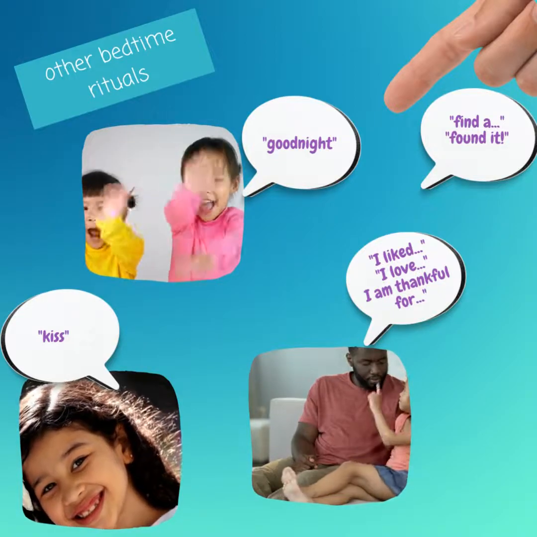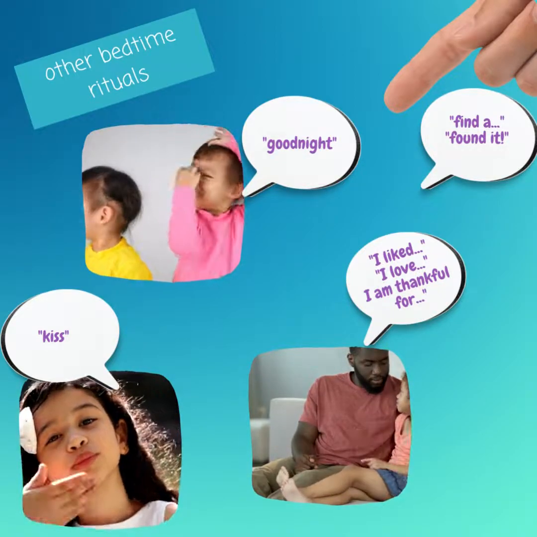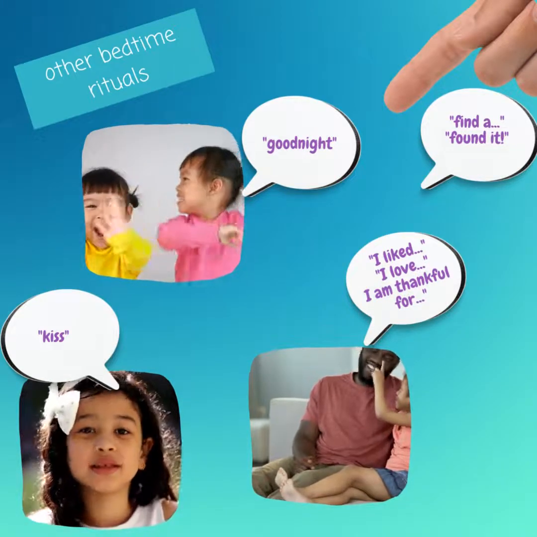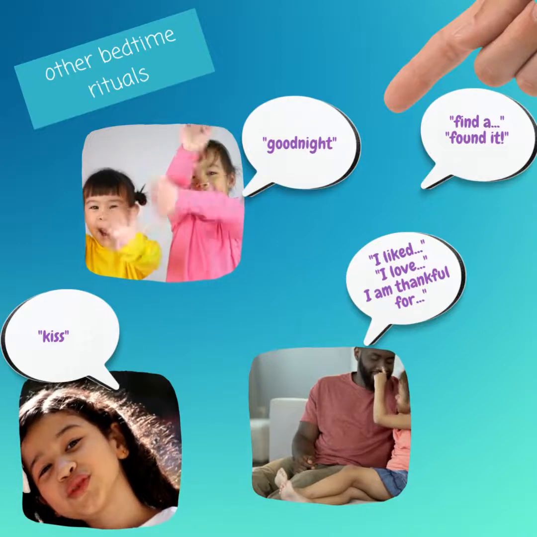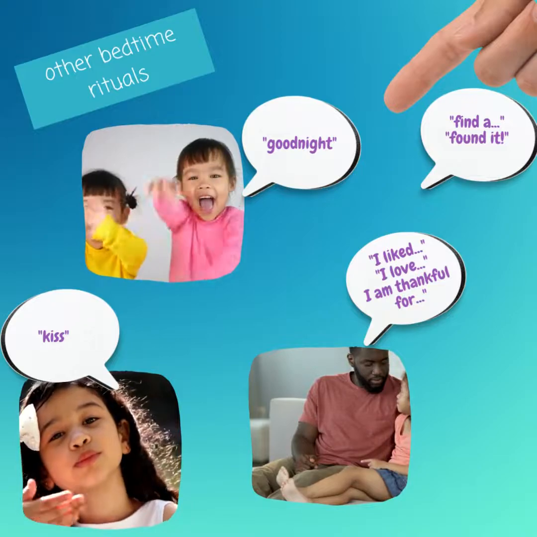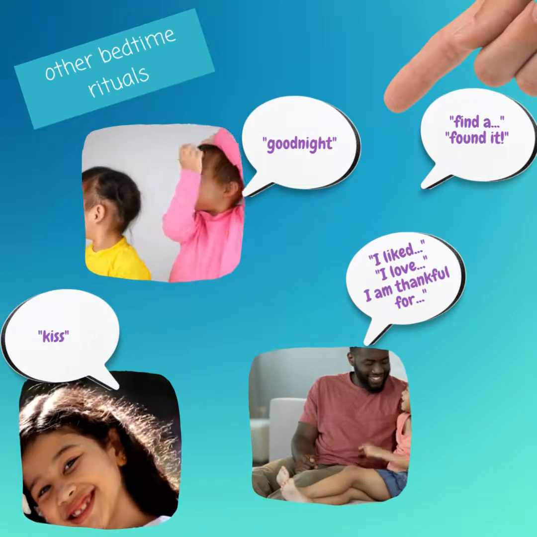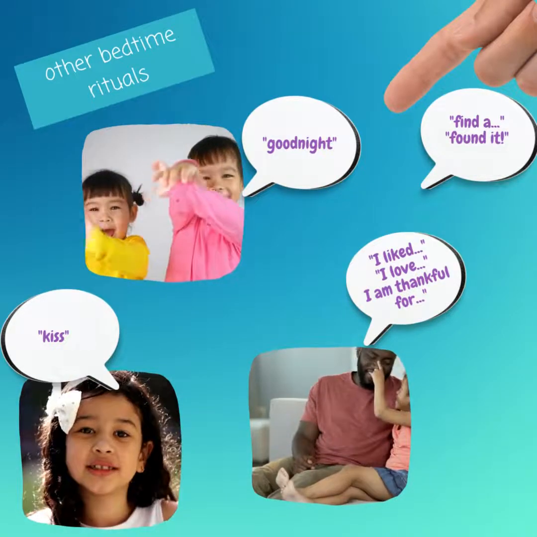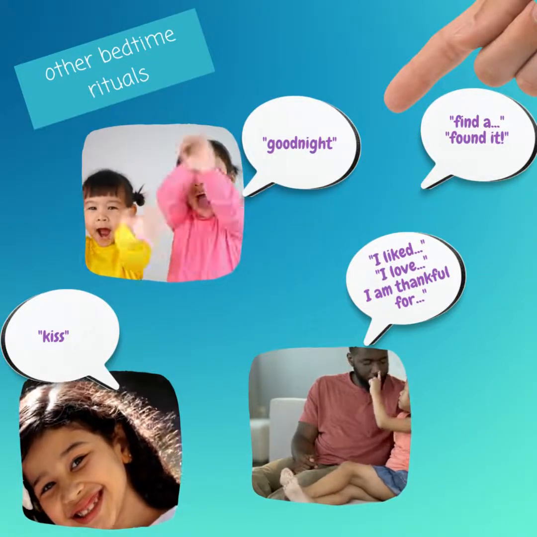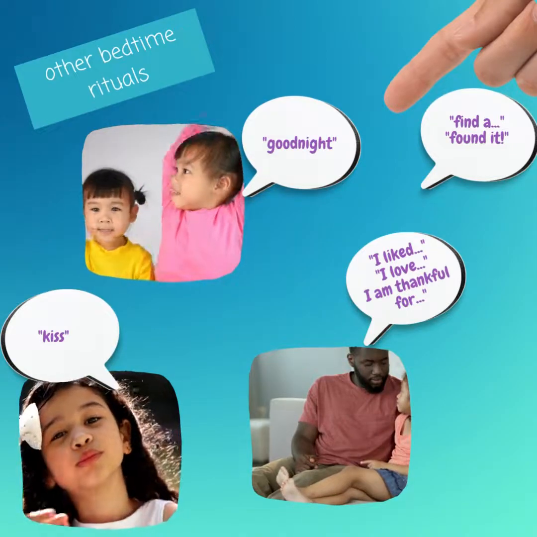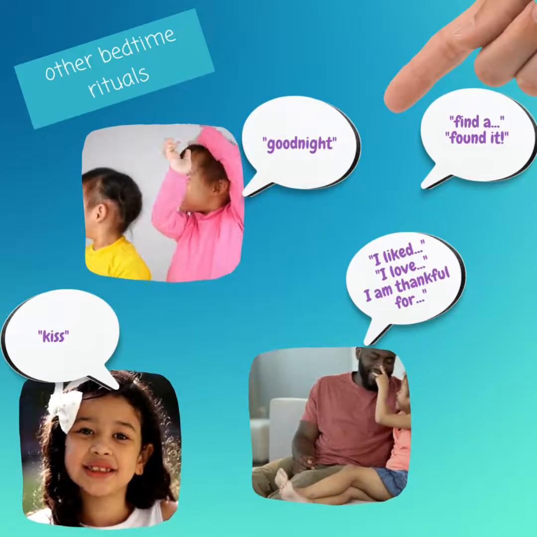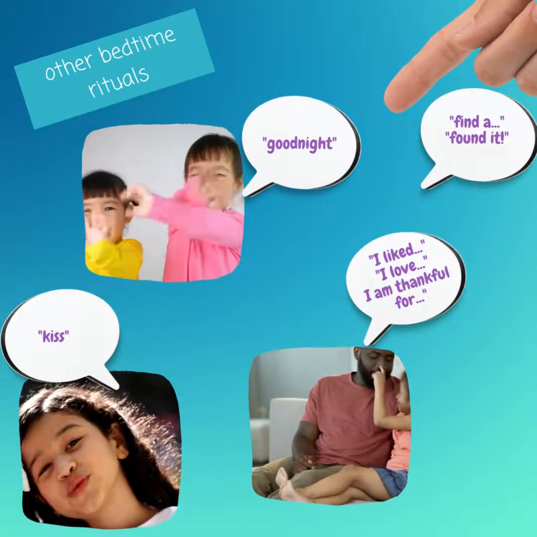Again, think about your target. What might work? You might want to blow kisses to things in the room because you're working on S at the end or K at the beginning. So the word kiss works for you. You might want to play an I Spy game where you're saying, find something that's blue, and then the other person says, I found it, because you're working on F at the beginning. Or you might want to talk about your day and talk about the things that you liked, or the things that you love, or the things you're thankful for, because the words like, love, and thankful contain the targets that you need to practice.